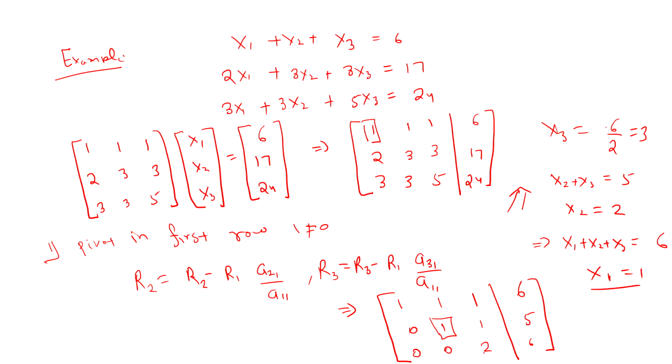Now let me check whether this will come out to be 2 or 3. So we are doing R3 minus R1 times A31 upon A11, that is 1 into A31, that is 3. So this will be 2. So this is right: x3 will come out to be 3, x2 will come out to be 2, and x1 will come out to be 1. But remember that in this example there is nothing like partial pivoting or complete pivoting, because we did not get that case. In the next example we will see that.